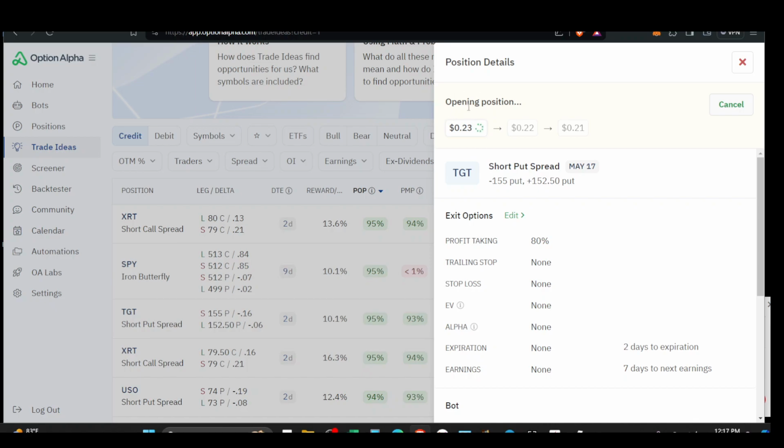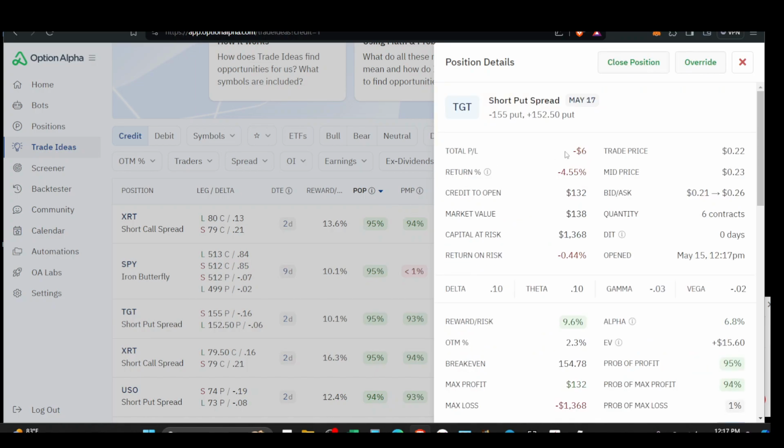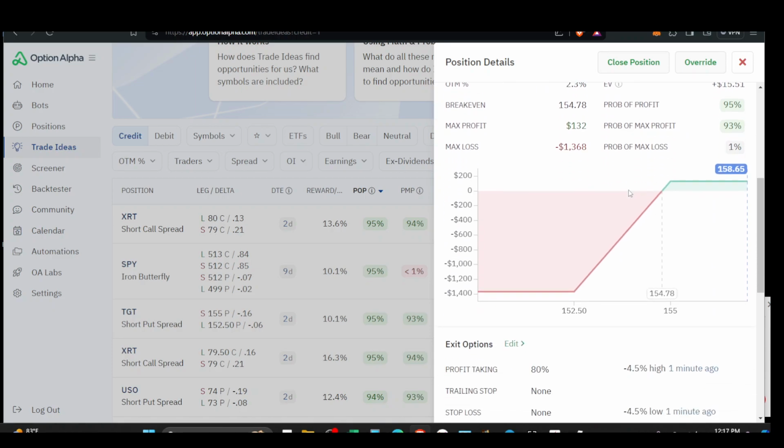Okay, so now it is opening the position and it's using this smart pricing with a 20-second wait in between different prices. So we'll see. Okay, it's already filled the position and right, initially a $6 loss. And now break even is 154.78, right? You can see here 154.78. It tells you where the break even is.